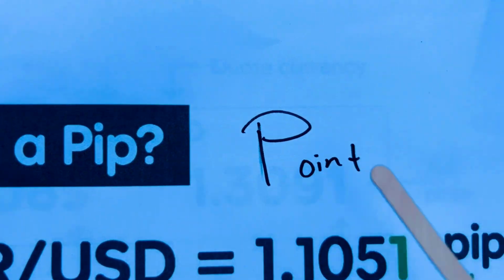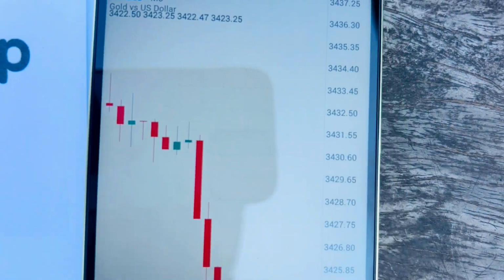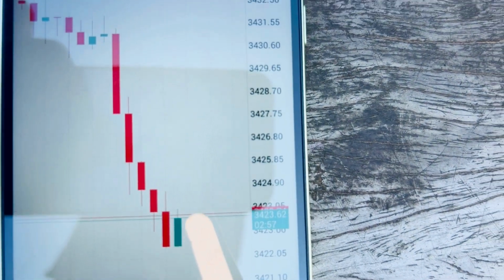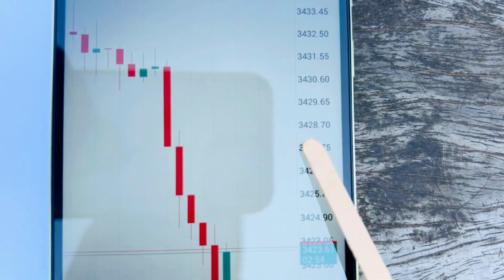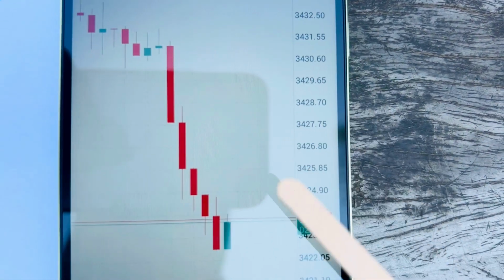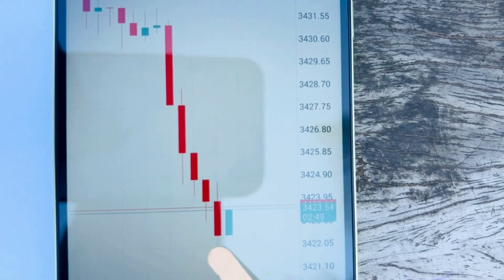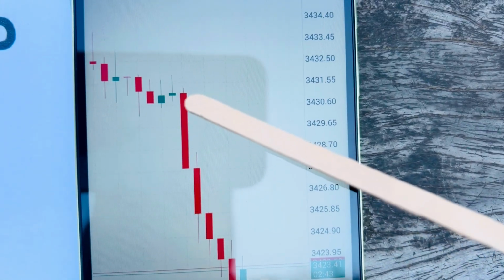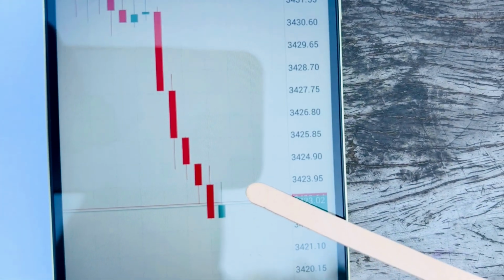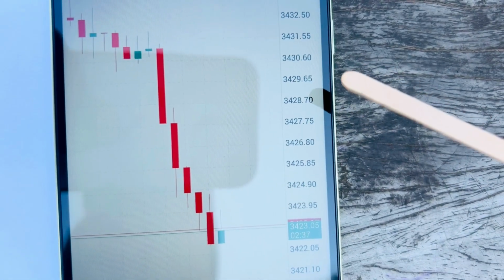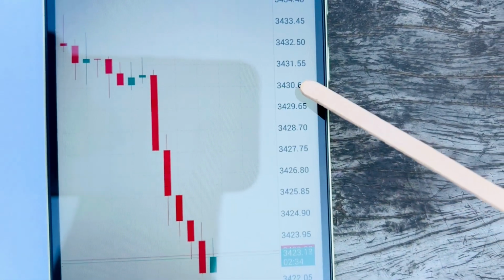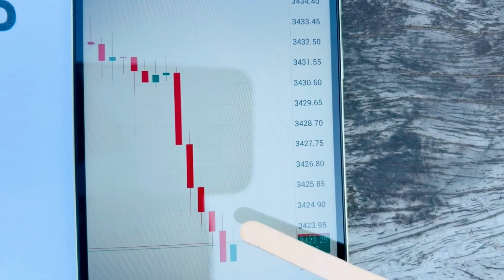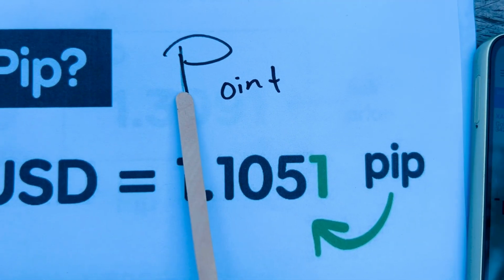A pip and a point is a measurement of how much money you are really making or losing when this red and green price moves. If you've ever seen this red candlestick going down, and you took a sell, then you are profiting. Where you made a sell and where the current price is, that's a measurement. The difference between the price where you entered and the current market price is what we call a point or pip.